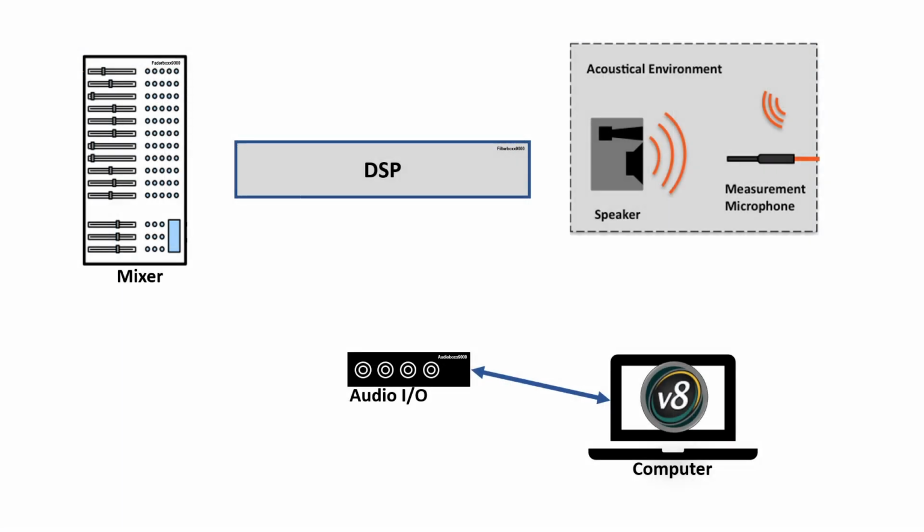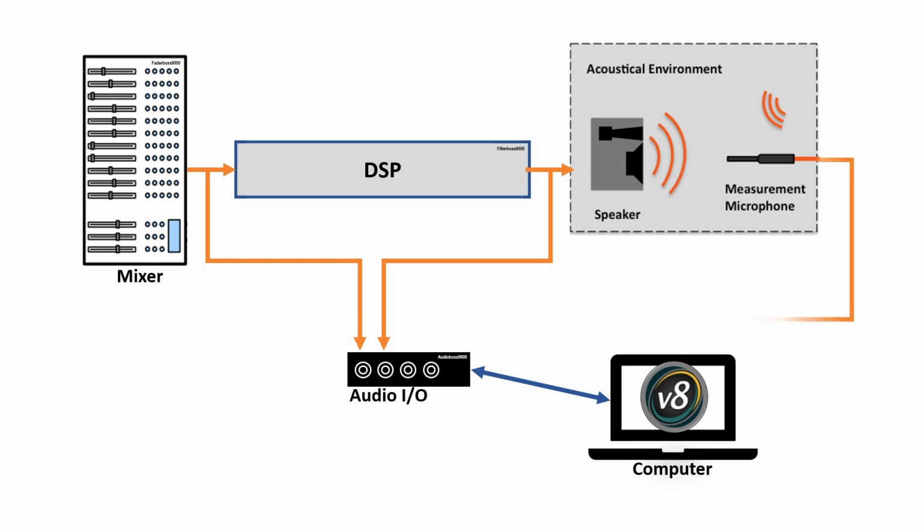This image shows an example system configuration. We have a mixer driving a digital signal processor, which in turn drives a PA system, represented here by a single powered loudspeaker. This setup has been chosen to be representative of a typical sound system that we might encounter in the field. We'll take a split off the output of the mixer into our audio interface, along with a split off the output of the DSP, and a measurement microphone placed in the space. That's all we need to start taking measurements using the signals leaving the mixing console.